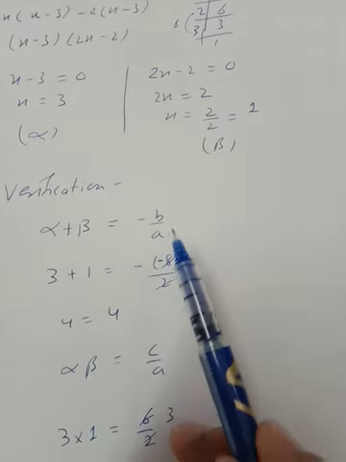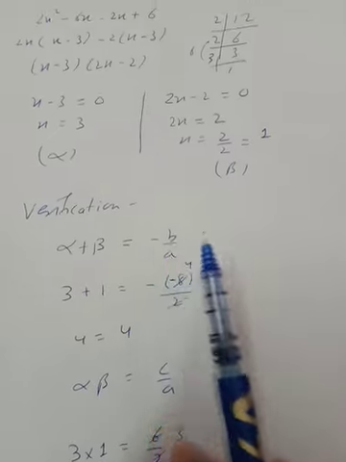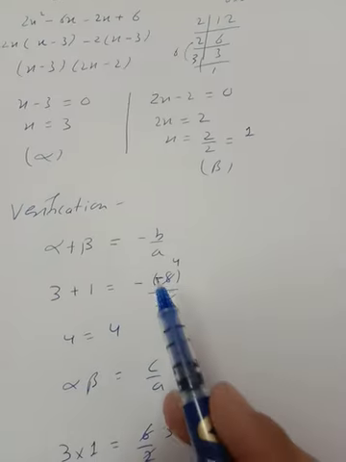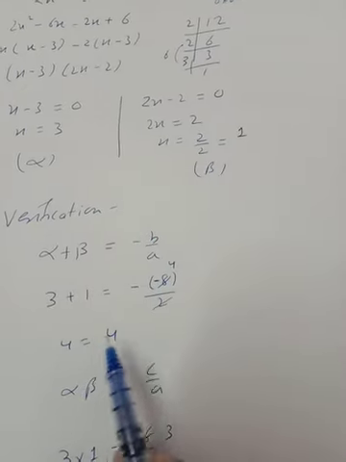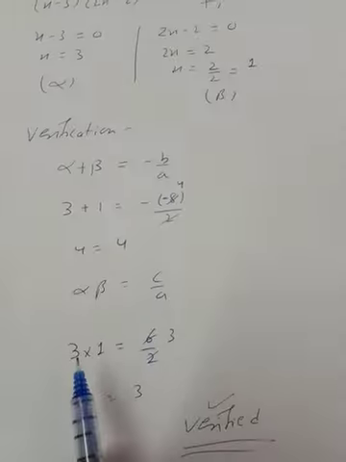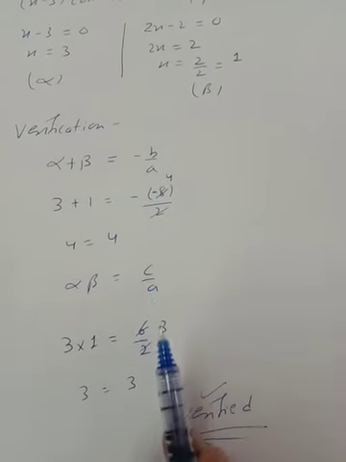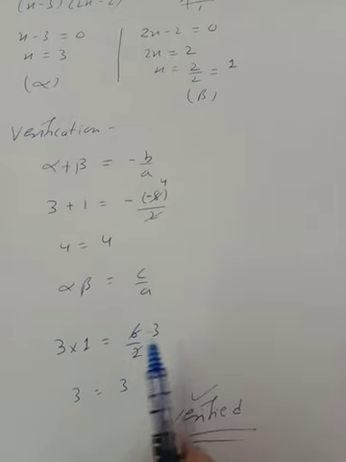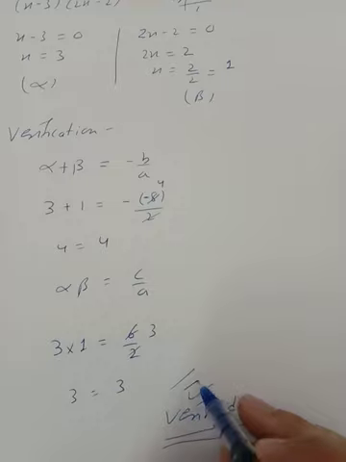Now the same verification work. Alpha plus beta is minus b upon a. So 3 plus 1 equals 4. B here is minus 8 and a here is 2. So after cancellation we get 4 equals 4. And alpha beta equals c upon a. So 3 into 1 equals 6 upon 2, because c is our 6 and a is our 2. So after cancellation we get 3. So 3 equals 3. So this verifies the relationship.